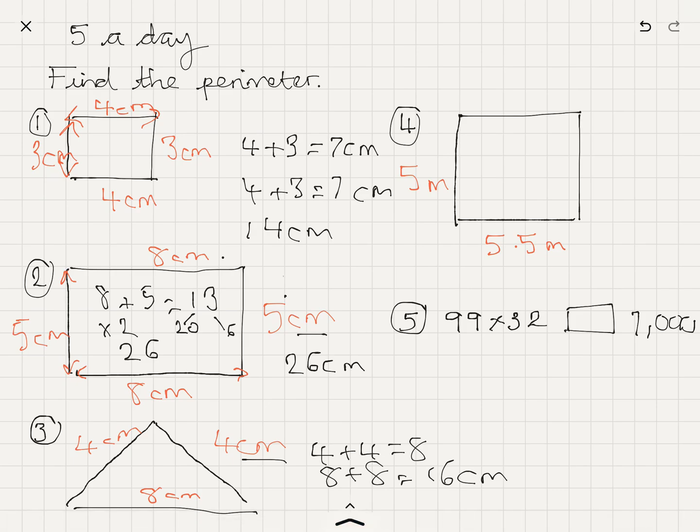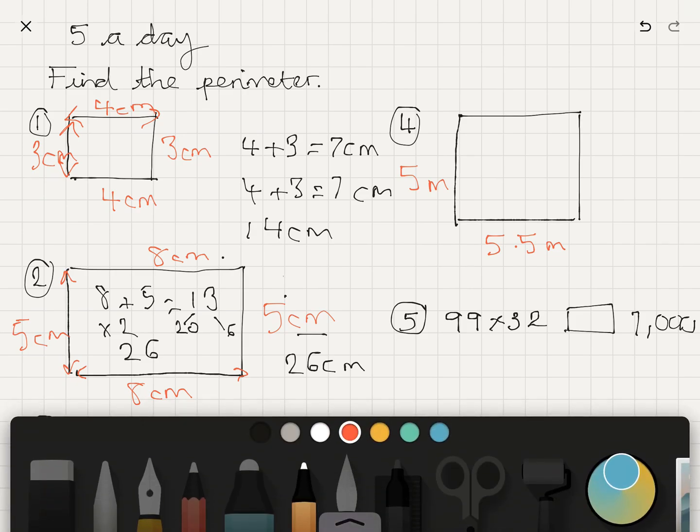Okay, now we're going to move on to question 4. For question 4, again, we have got a rectangle, and we know the opposite sides are equal, so that's going to be 5.5 metres as well. And over here is going to be 5 metres. So we can do it the way we did on the first question, where we just add them all together, or we can add this one and then times it by 2. So that's the way I will show you.